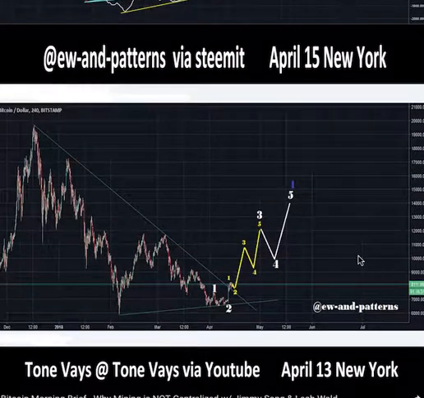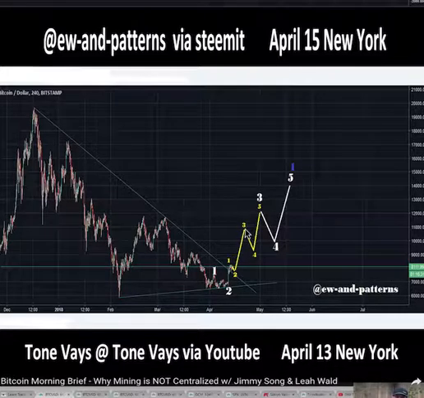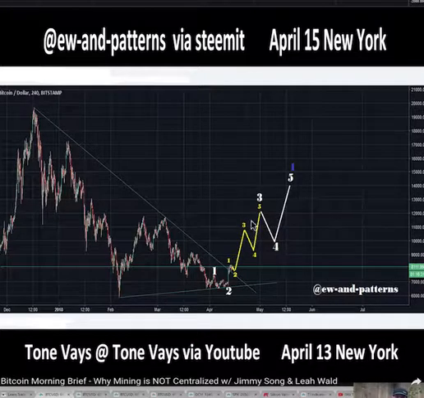He adjusted his chart from the other day. Initially he had 10,000 as the next target. He adjusted his yellow count here, and if this is a 1 and a 2, this would be a 3, and the 3 would be about $12,000, which would be the next target before we correct and go up. So 12,000 is the next target. I'm sorry, the white 3, that would be 12,000.